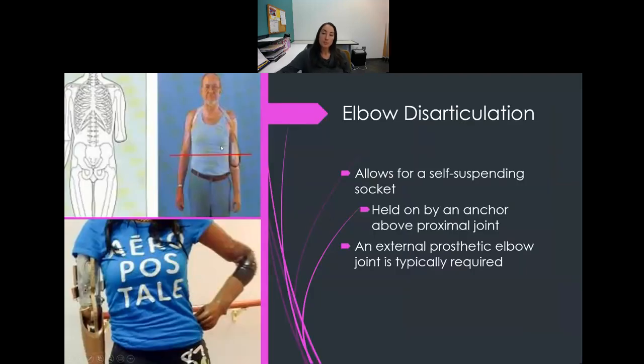With an elbow disarticulation, they cut right at the elbow joint. So the bottom of the humerus is all intact, but they remove the radius and ulna. It allows for a self-suspending socket. It's held on with an anchor. Typically the anchor will go up past the shoulder joint, and the external prosthetic elbow is going to be lower than where the actual elbow would have been, and typically an external prosthetic elbow is required for functional use. So that is the elbow disarticulation.